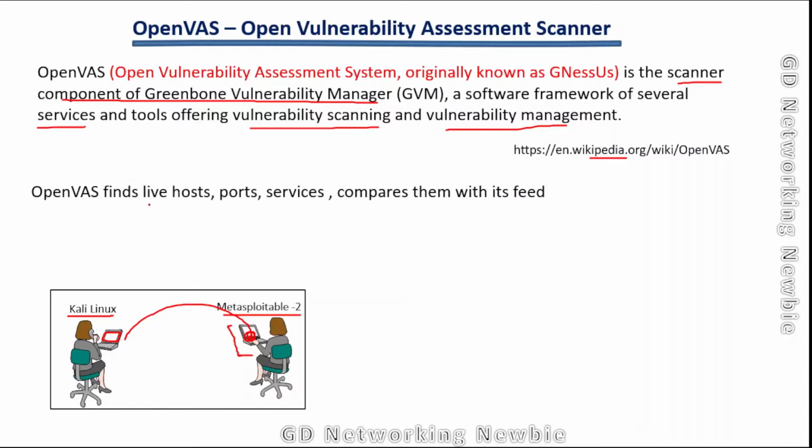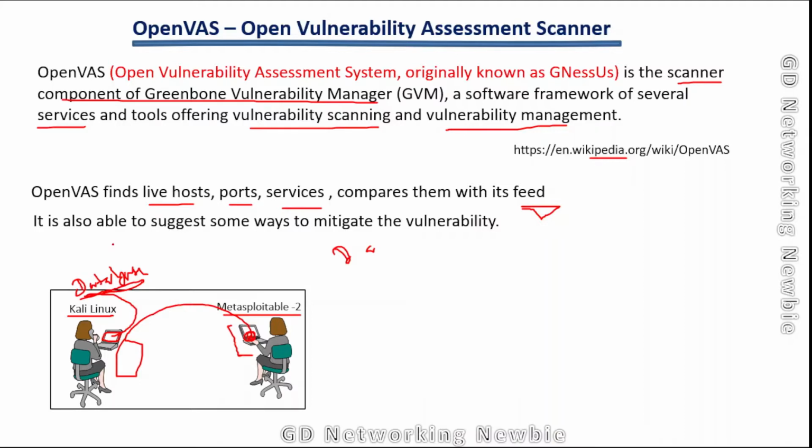OpenVAS actually finds these live hosts, ports, and services and compares them with its feed. So it means there is some data, some database, and it will compare the weaknesses. So here in this Kali Linux, we will have OpenVAS, and OpenVAS has some database, and when scanning this target machine, it will be comparing it with its database, and if it finds some weaknesses or vulnerabilities, then it can report to us. And after scanning, it may also suggest some ways to mitigate the vulnerability.